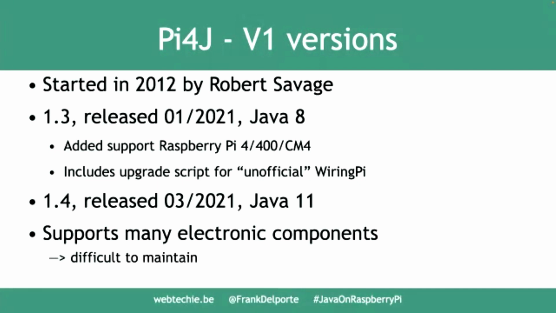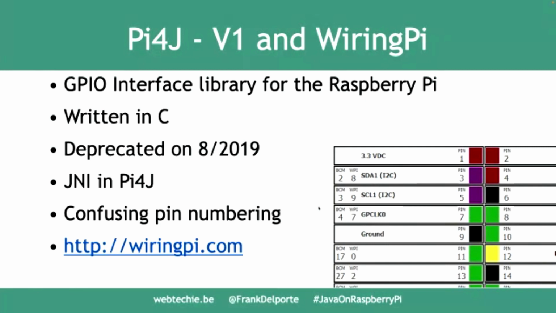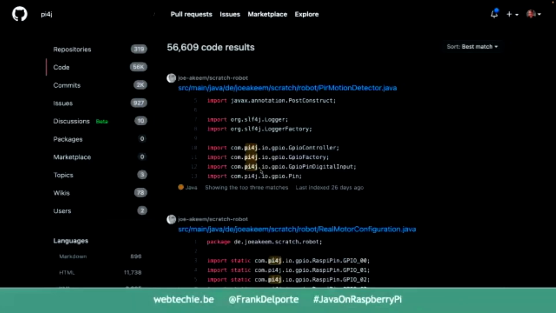Now, this library supports a lot of electronic components, which made it really hard to maintain and to be sure that if we released a new version, it was completely tested and working okay. So there were some evolutions later. Now, this version 1 uses WiringPi as the native library to communicate with these GPIOs. There was some confusion about numberings, which pin is which number, and the library itself was deprecated. So we had to move on to a new version.